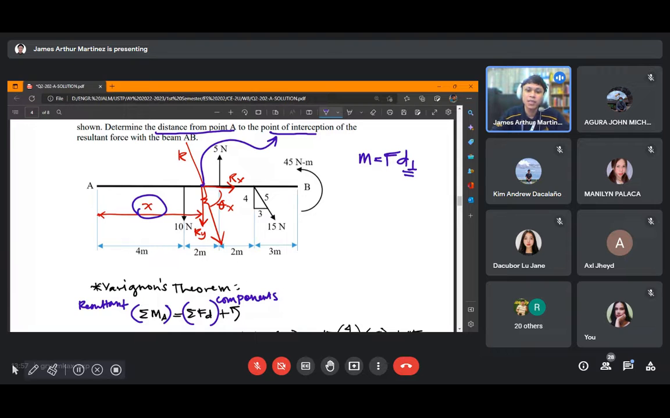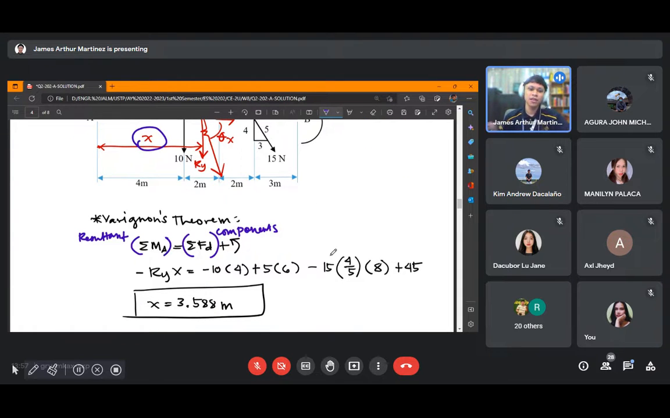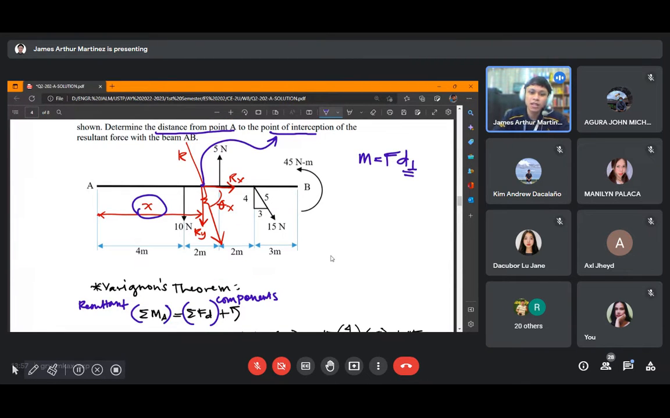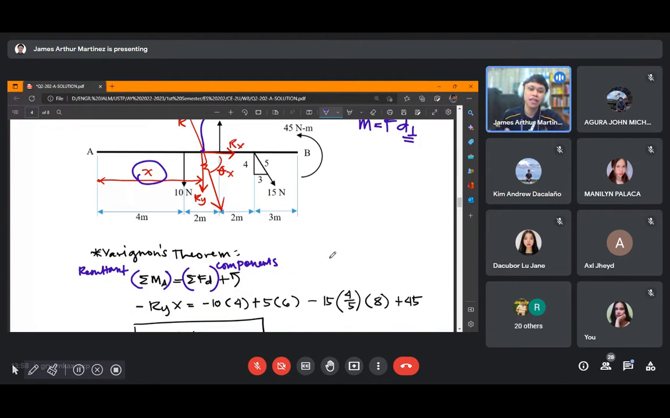Apply og principle of transmissibility and then resolve na to siya into X and Y components. So with this, let us now formulate our equation using Varignon's theorem. Summation of moment at point A with respect to the resultant force R. Since ang resultant force R na to is mo na siyang i-resolve into components Rx and Ry, therefore si Rx and si Ry ang ato ang basihan sa pag-take og moment at point A, considering or assuming counterclockwise as positive.